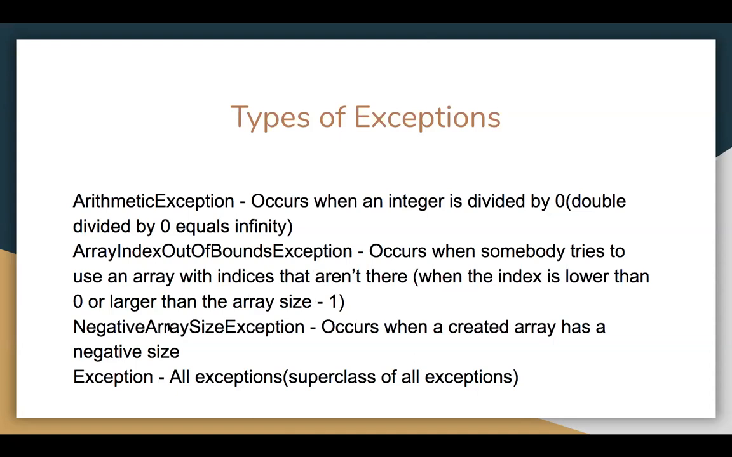Next one is negative array size exception, and this occurs when a created array has a negative size. I have an example of it in the next slide, I believe, so I'll show you what that means. And the last one is called exception, and this is just all exceptions. It's called the superclass of all exceptions. I know that you guys don't know what superclass means yet, but if you're here for Java 3, I'll explain about it, and you'll know about it later. All you have to know right now is that it includes all exceptions.